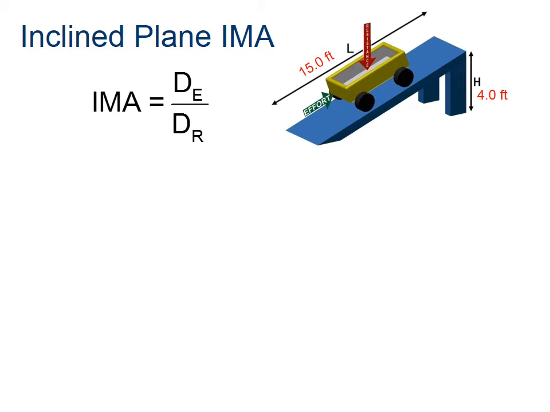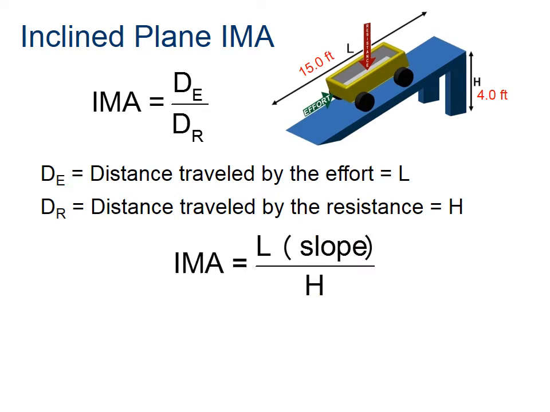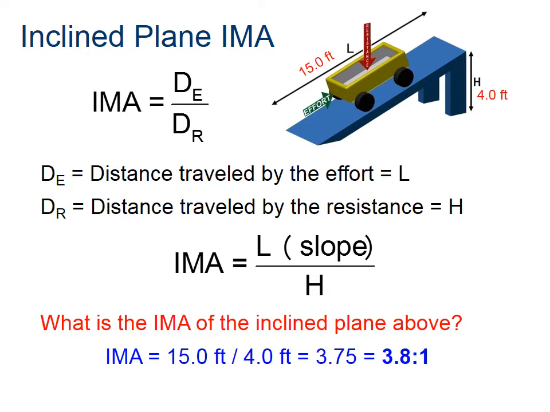Well, here we have a ramp with a cart on it, and we have a height of our ramp of 4 feet and a slope or length of the ramp of 15 feet. And it's important to know that when we do our calculations for IMA, that IMA is actually the slope of that ramp. It's not the horizontal distance. So when we plug in our numbers in this example, we get 15 feet for the slope, or the length, and that's divided by the height. So we get 3.75, or we can write that if we round as 3.8:1 for our ratio.